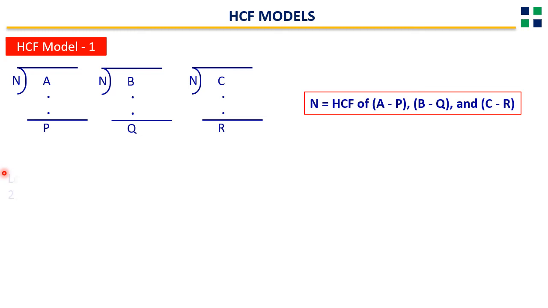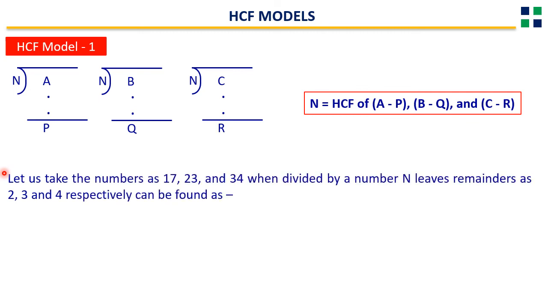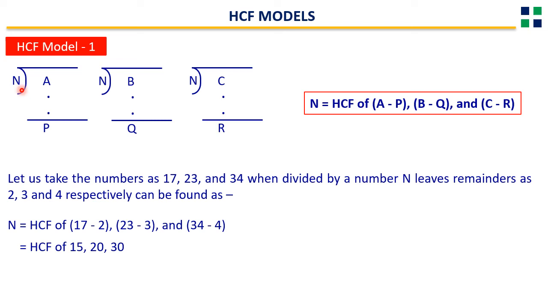Let us understand by example. Let us take the numbers 17, 23 and 34 when divided by a number n which are leaving a remainder as 2, 3 and 4. तो अगर 17 में से मैं 2 माइनस कर दूं तो वो n से डिवाइड हो जाएगा. सिमिलरली 23 में से भी अगर 3 माइनस करूं तो वो n से डिवाइड होगा और 34 में से भी मैं 4 माइनस करूं तो वो n से डिवाइड हो जाएगा. So n will be equal to HCF of 17 minus 2, 23 minus 3 and 34 minus 4, which is equal to HCF of 15, 20 and 30, that is equal to 5.